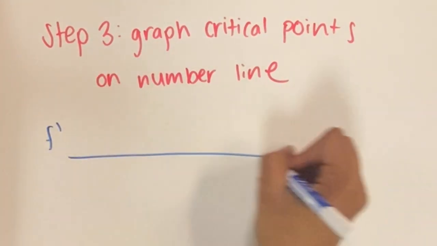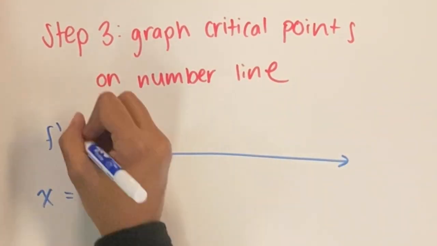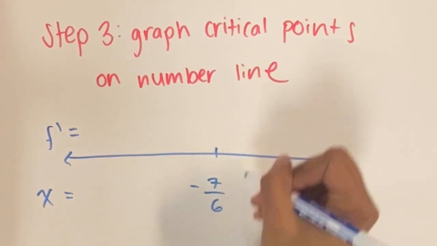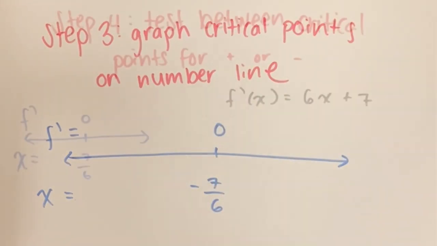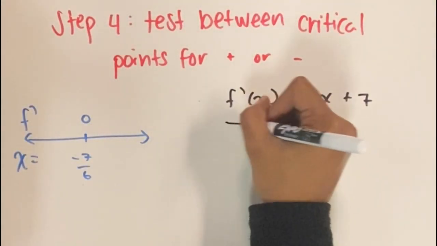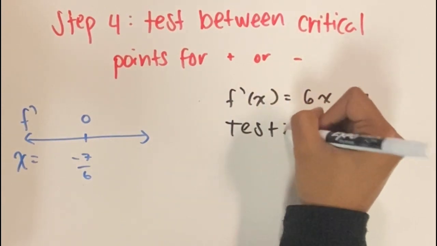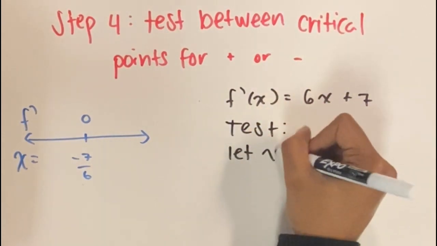Now we can make a number line with f prime on the top and x on the bottom, labeling the critical numbers. In order to find where f prime is positive or negative, we can plug in a number from either side of the critical number.